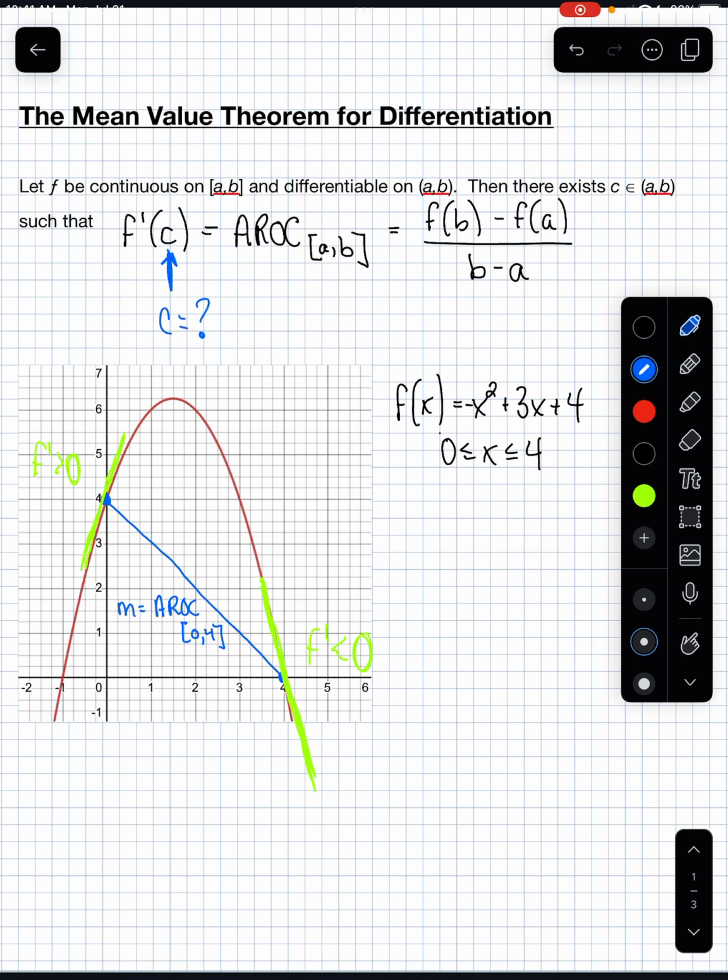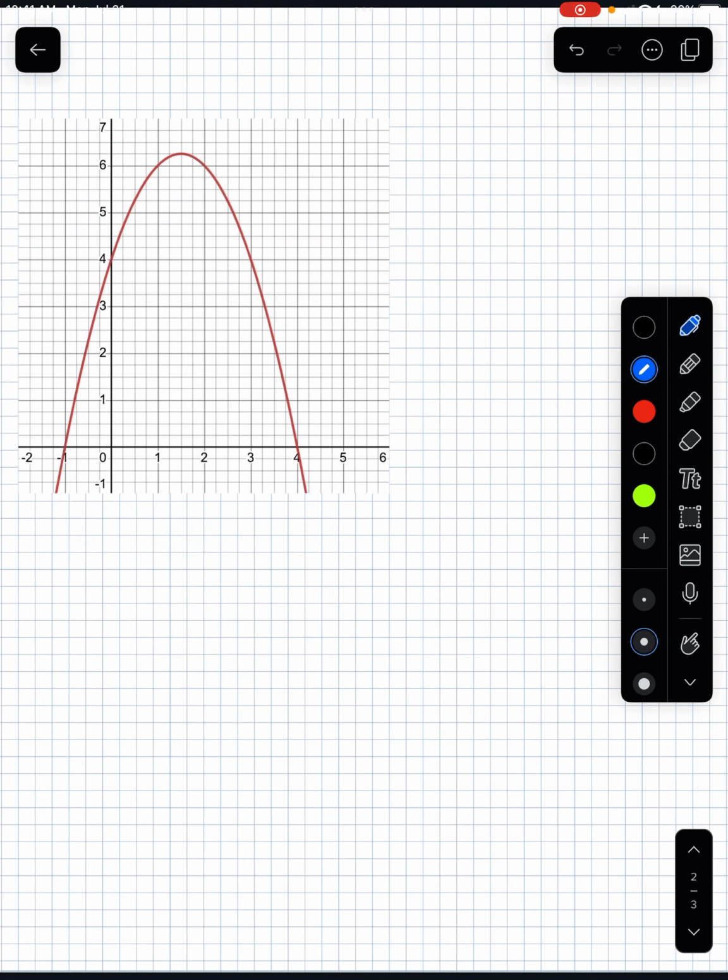So let's try this out. Let's actually look at this function for an example. We have here again, the function is f of x equals negative x squared plus 3x plus 4, and it is on the interval from 0 to 4.